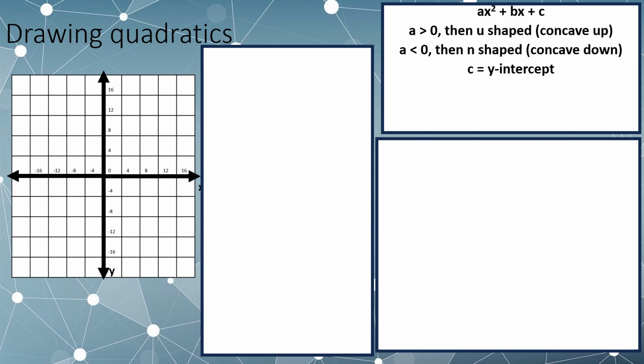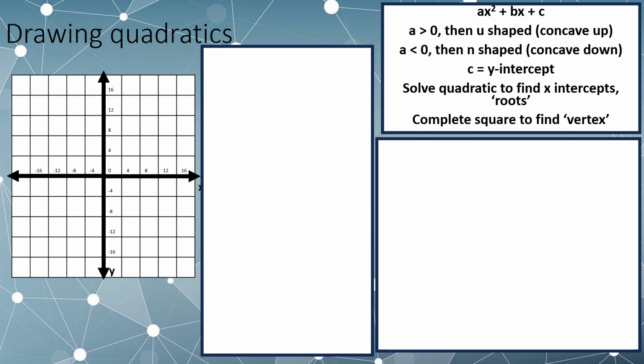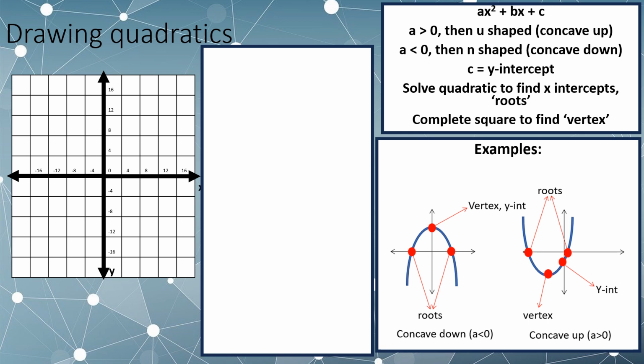To find where our line crosses the x-axis, you have to solve the quadratic. This is solving the quadratic either through factorization or through the quadratic formula. These are known as the roots of the quadratic. You then need to complete the square to find the vertex. This is also known as the turning point of the quadratic and is where the curve either turns around to go back up or turns around to come back down, depending whether it's concave down or concave up.